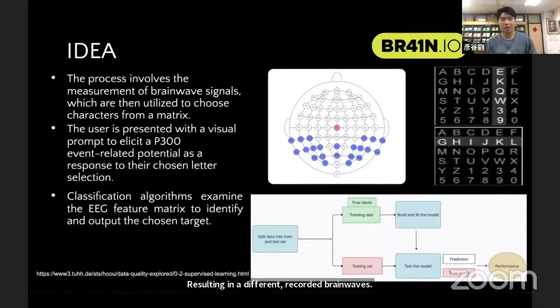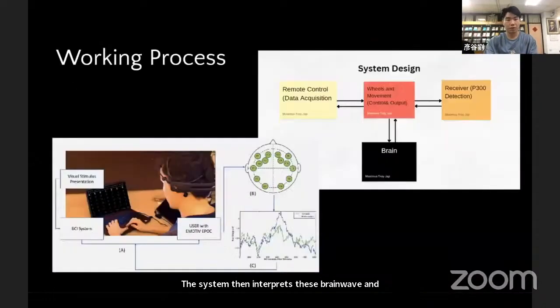The core idea is to translate these brainwave signals into communication output. As each letter flashes, the system monitors for a specific brainwave response. When the desired letter flashes, a P300 wave is generated, indicating the user's selection. The system then interprets these brainwaves and highlights the chosen letter, allowing for communication. These are the diagrams illustrating the working process of the P300 system.